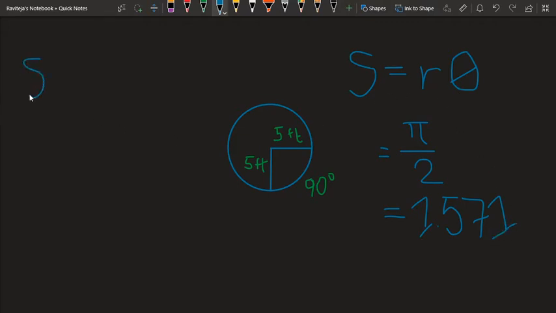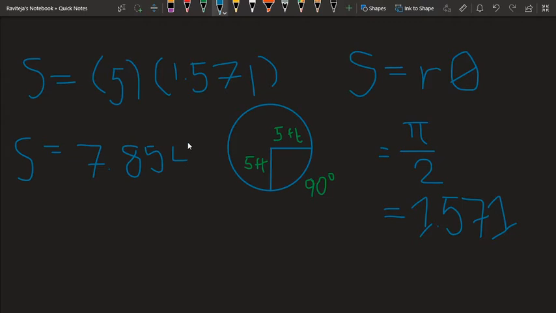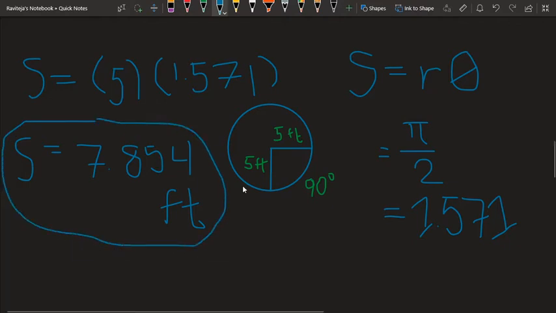So now that we have the numeric value, we can substitute this into the equation along with the radius. And then we end up with S equals 5 times 1.571. And 5 times 1.571 is approximately S equals 7.854 feet. And remember to use the proper units. Now, whenever solving for this kind of thing, it usually varies on how many decimals you want to use, but I suggest rounding to 3 decimal points.